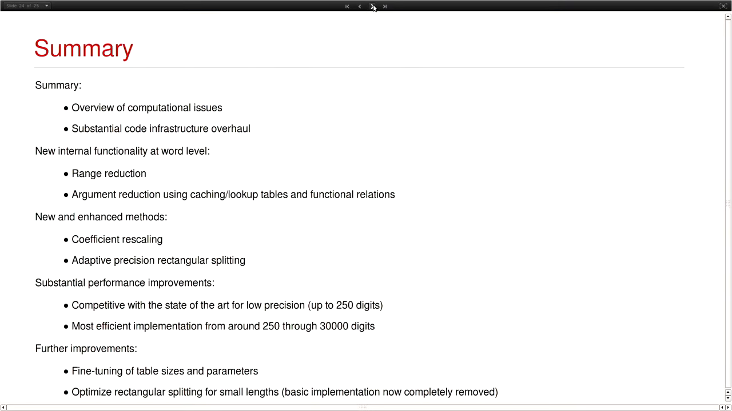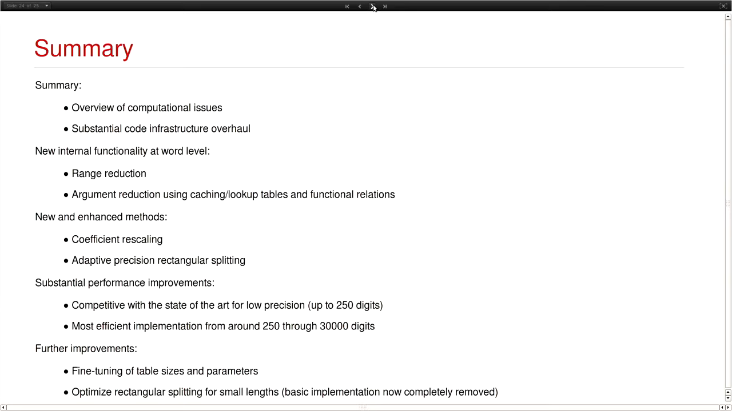So I tried to give you an overview of the computational issues. There's been a substantial code infrastructure overhaul to try and make this. John was talking about 250 commits or something for the Git link. This is like 1,000, something like that.